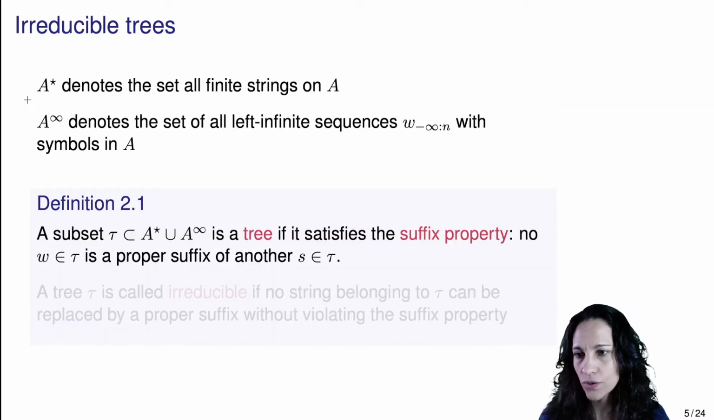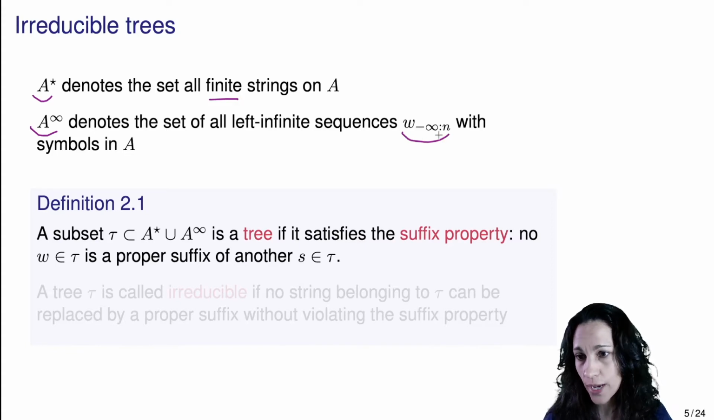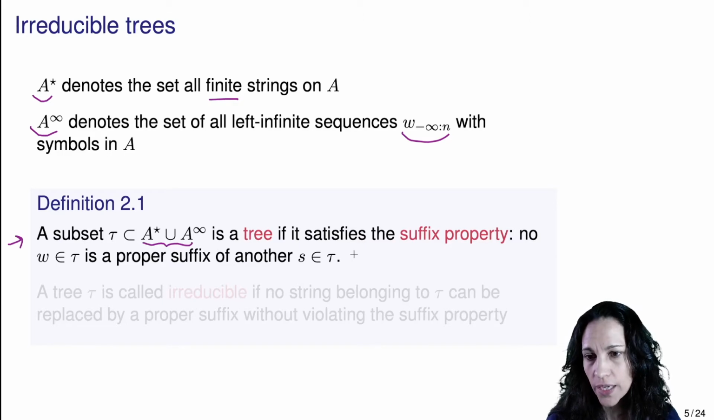So let's introduce some extra notation. Here, A star will denote the set of all finite strings on the alphabet A. A infinity will denote the set of left infinite sequences W from minus infinity to n with symbols in A. So let's introduce the definition of a tree. We say that the subset tau, subset of the union of A star with A infinity, is a tree if it satisfies the suffix property.